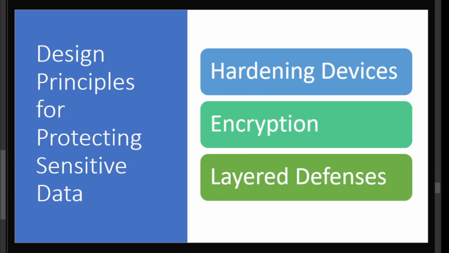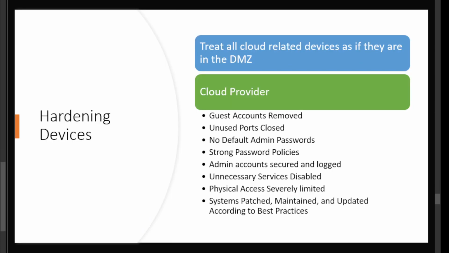Now we're going to talk about design principles for protecting sensitive data. These are going to be some basic secure architectural methods. It's not an exhaustive list, but these techniques will help to harden devices. But these techniques alone will not suffice to protect an organization and its data. Let's start with hardening devices.